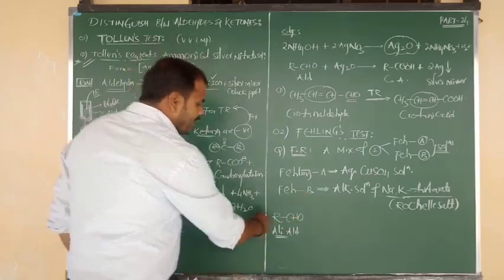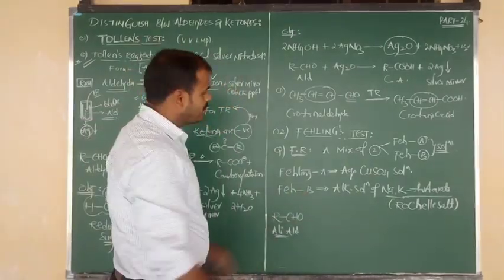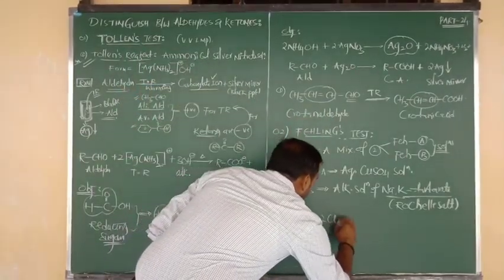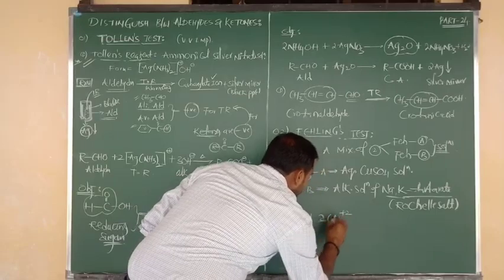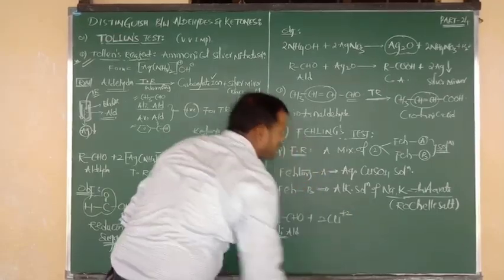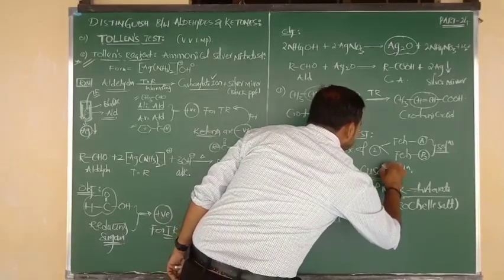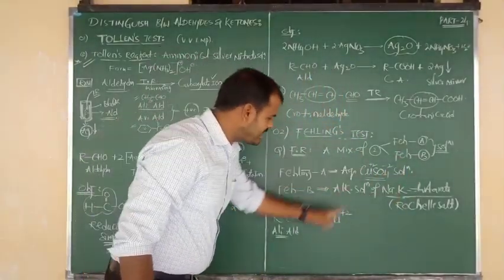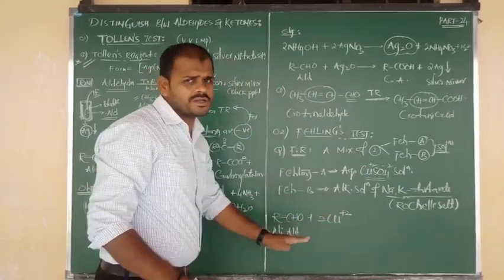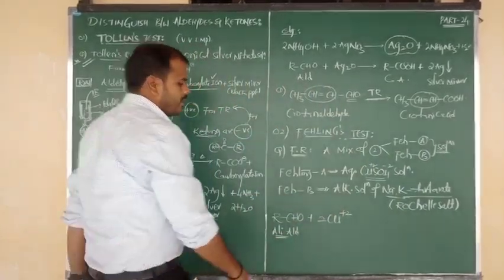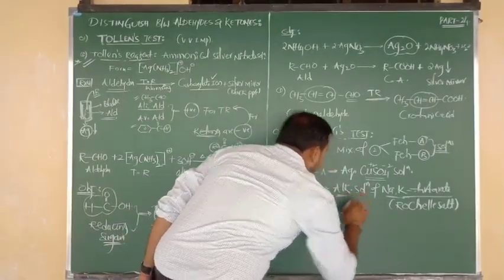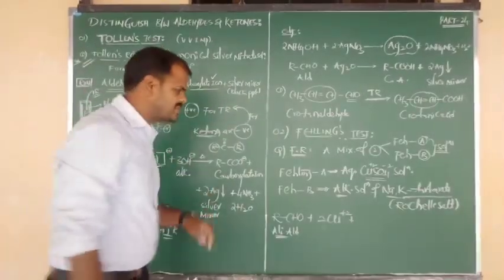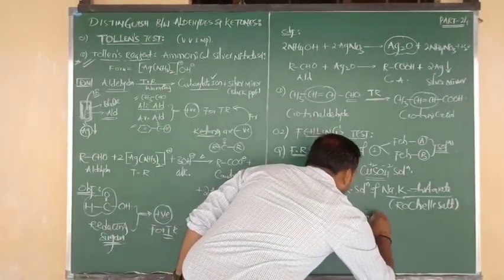Aliphatic aldehydes on reaction with Fehling's solution. In that Fehling's solution, 2 moles of Cu2+ is there. How? I am going to show you. Copper sulfate: SO4 contains charge -2, Cu contains charge +2. I have taken Cu2+, which means SO4 2- will already be there. And the reaction takes place in alkaline, which means basic medium, but here we require 5 moles of OH-.